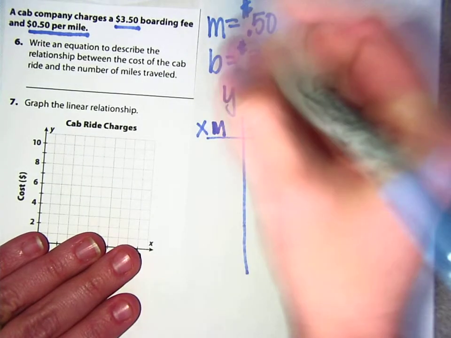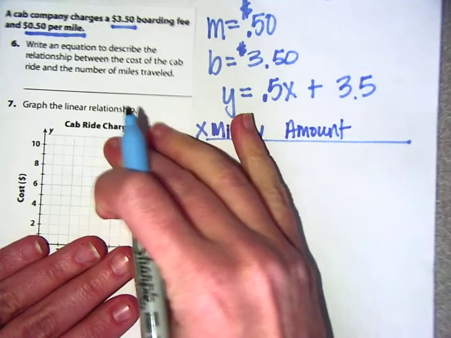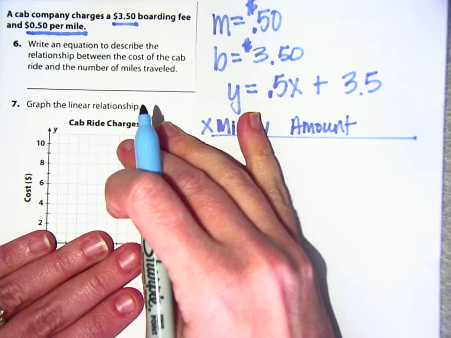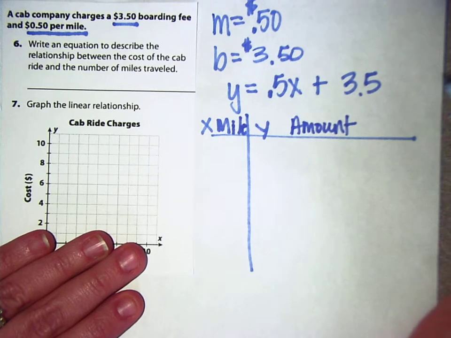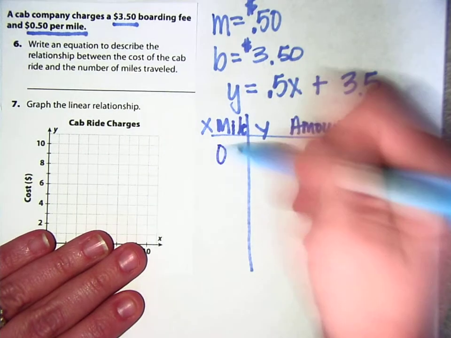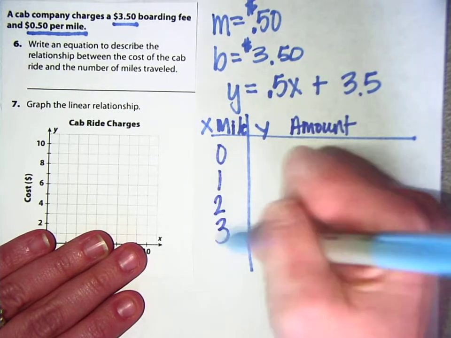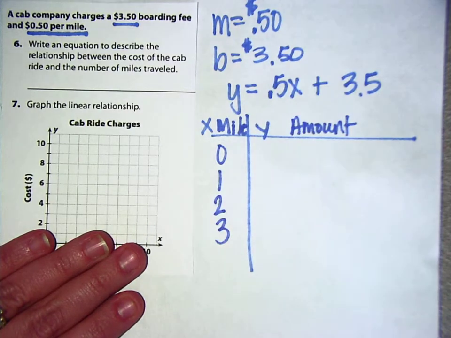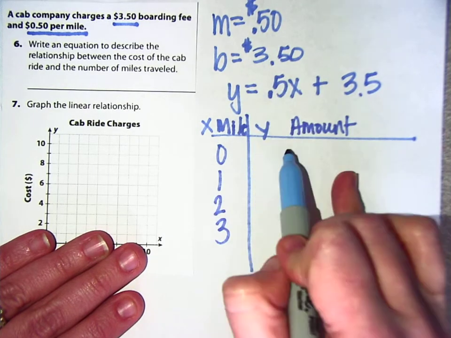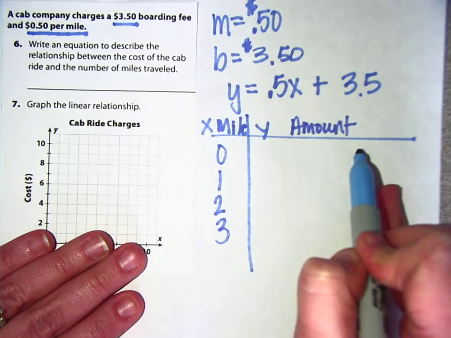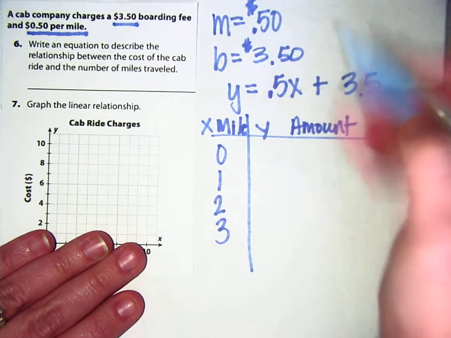So let's just make it easy. You can come up with any amount of miles that you want, because regardless of whatever you choose for x, it's always going to show the same relationship, and that's the whole point here. So I'm just going to go with our standard 0, 1, 2, and 3. And now we're just going to use this equation right here, plug in for x, that way we can figure out what y is, and then we can go ahead and plot.